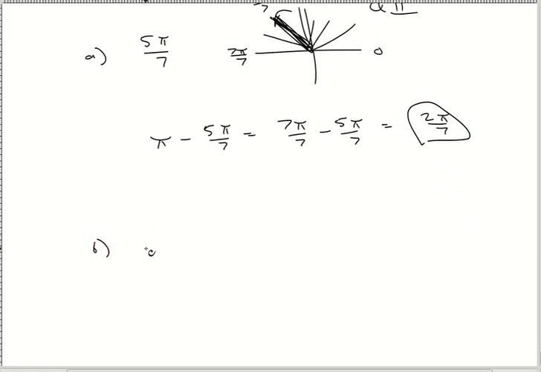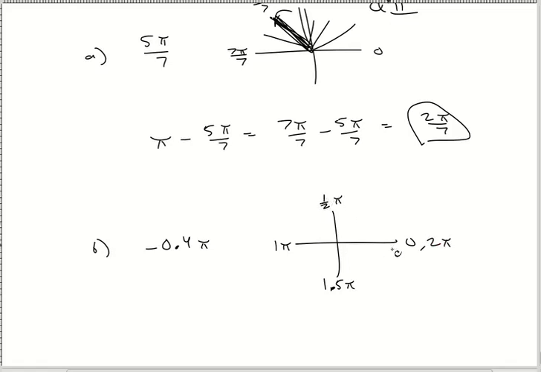Part B says I got a negative 0.4 pi. That's kind of weird. So if you were to take these in pi form, I got 0, of course. I got half of a pi, so that's 0.5 pi. This is 1 pi. This is 1.5 pi. And then this is 2 pi. Well, this is negative, so we're going backwards.